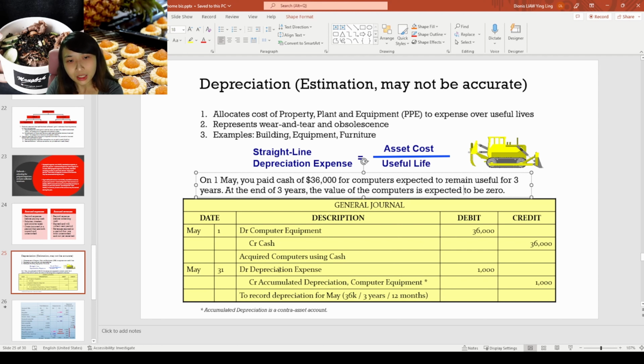And then at the end of the month, you need to do your monthly depreciation. How much is the monthly depreciation? It's 36k divided by 3 years divided by 12 months, so the monthly depreciation is $1,000. You debit depreciation expense, because an expense you always debit to increase it. Then you credit this thing called a contra account. Contra account means there's a computer equipment asset account, and you contra these accounts. So it's called credit accumulated depreciation of the computer equipment. This is basically the journal entry for depreciation.